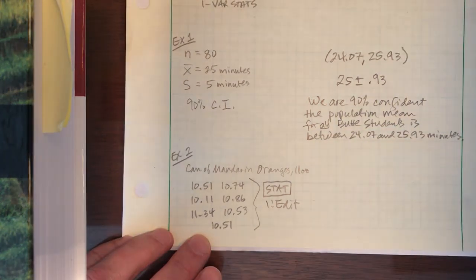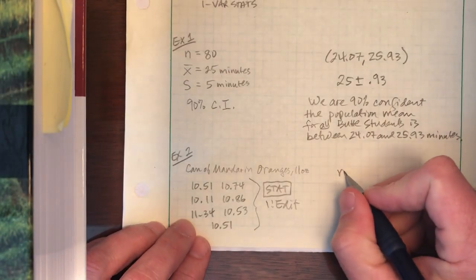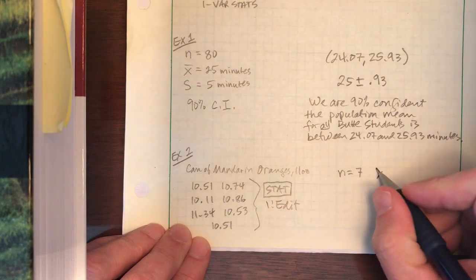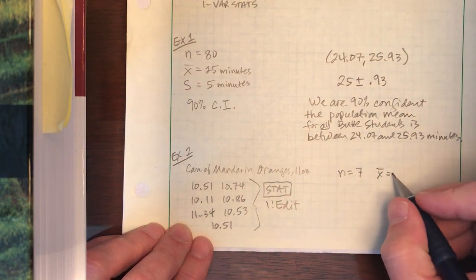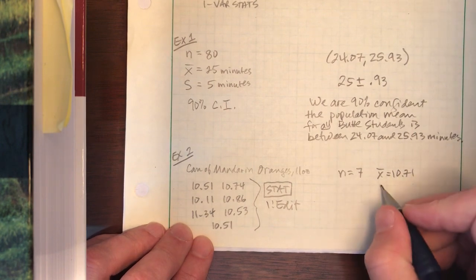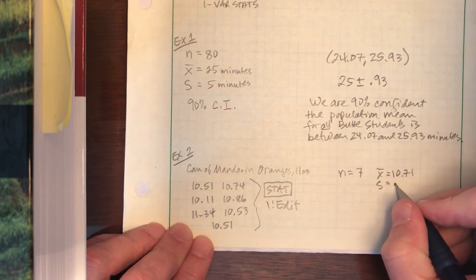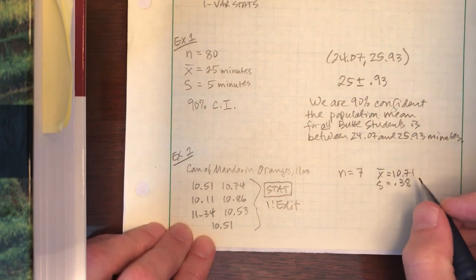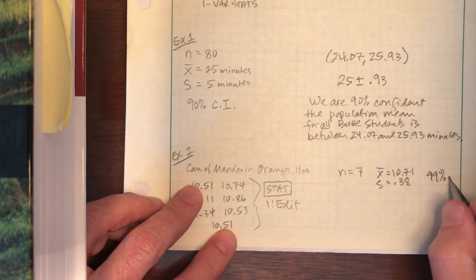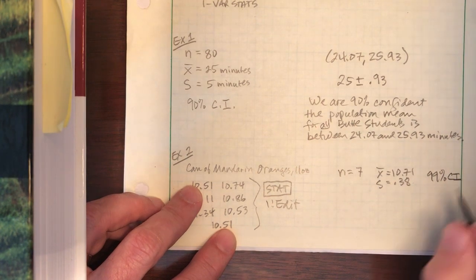Let me write down what we know so far. We've got a sample size of 7. We have an average, let's go to 2 decimals, 10.71. And a standard deviation of 0.38. And let's ask for a 99% confidence interval this time.